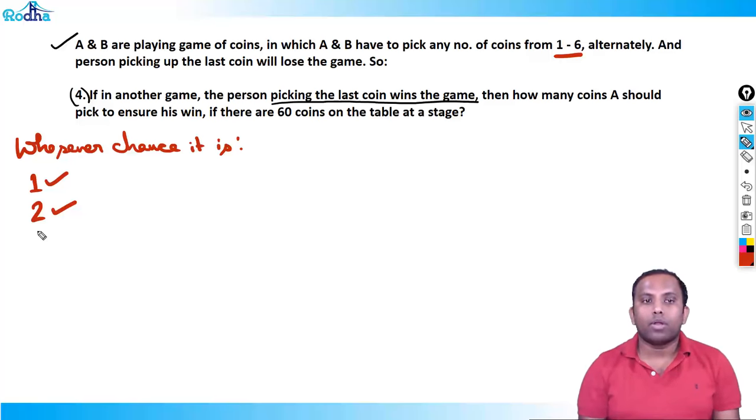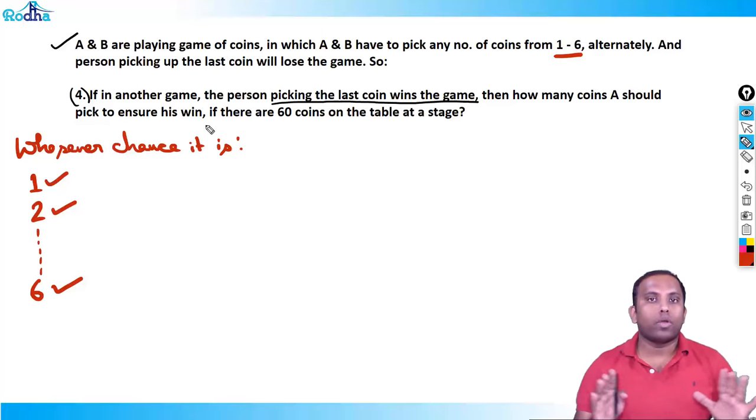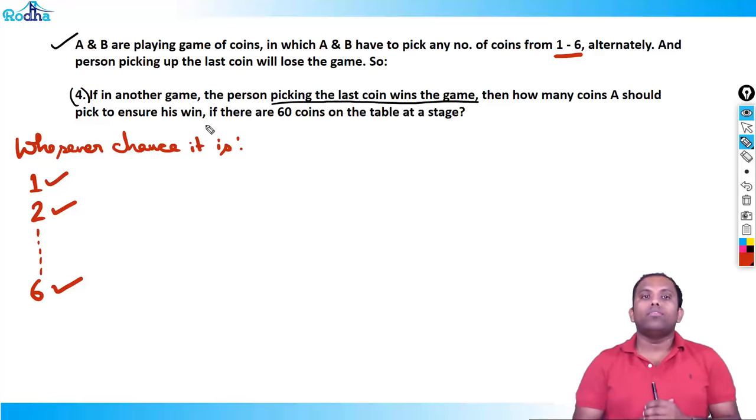So that means till what point can he win the game? Till 6 coins, right? Whosoever chance it is, will favor 6 coins to be on the table. Will favor 6 coins on the table, right? Because till 6 coins, he can pick all the 6 coins. So the last coin will be his only, he will be winning the game, right?